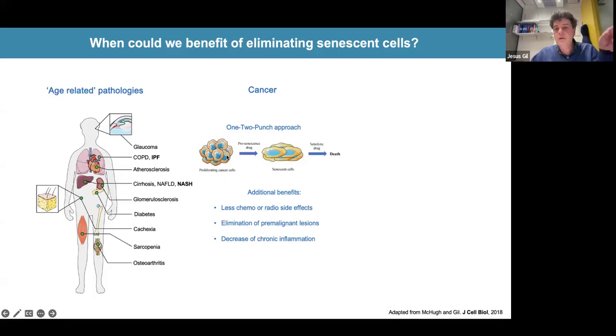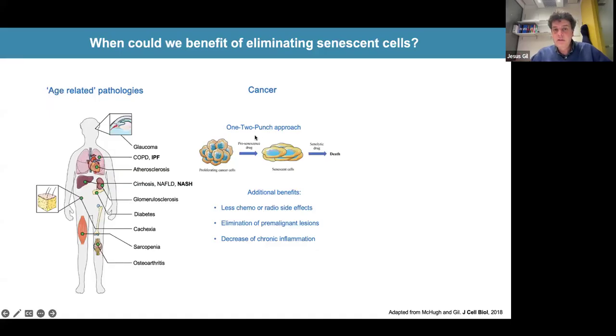But perhaps, and we'll revisit this a couple of times in the talk, in the context of cancer, this one-two punch approach is what has generated more excitement. And the idea is that a lot of the normal cancer therapies, so irradiation, chemotherapy, and also some targeted therapies, act in part by inducing senescence in the tumor, which basically stops the tumor from proliferating. But eventually, the senescent cells that are present there might cause chronic inflammation. They might help the tumor to escape, and eventually there is recurrence that is caused by these senescent cells.